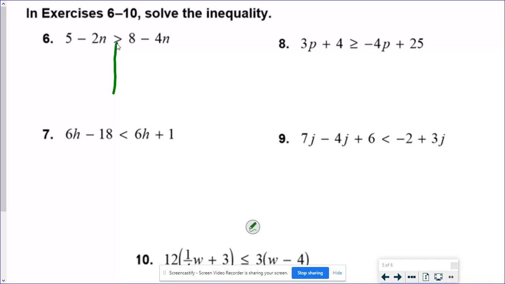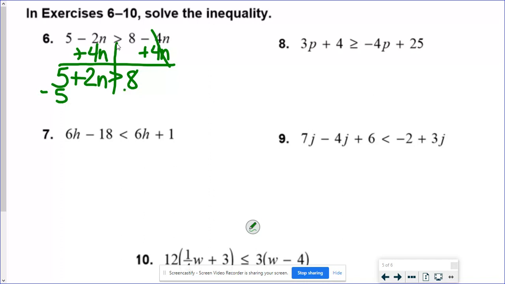Be careful about this one because I've got a negative 2n and a negative 4n, and you guys know by now, I like to move the smaller variable, which is the negative 4n. So I would add 4n to both sides. So I'm going to get that 5 plus 2n is greater than 8. Subtract 5. 2n is greater than 3. And then when I divide, I'm going to get that n is greater than 3 halves. 3 halves is fine. 1.5, any way you want to write that is just fine.